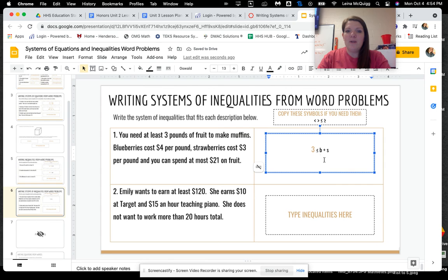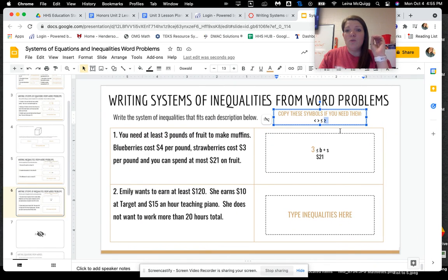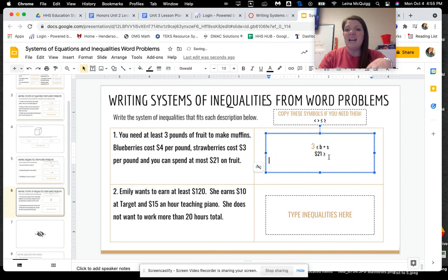Then we can write a second equation. We know that the total amount I can spend is $21. So I'm going to put $21. And that amount, the $21, is the most money I can spend. So that means my symbol has to be opening towards 21. So I'm going to put a greater than or equal to. I can spend exactly $21. That's okay. I've got $21 to spend. I can't spend any more than that. I don't have any change. I don't have anything else to spend above my $21, but I can spend exactly $21. Okay, so that means it can be equal to.